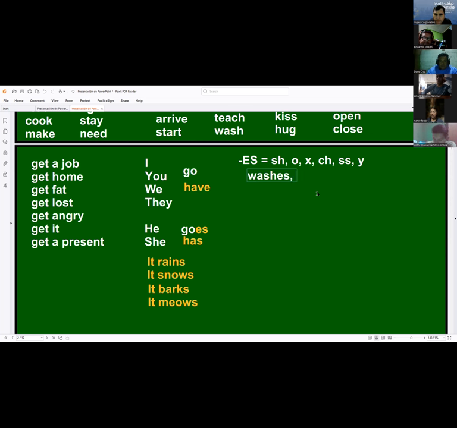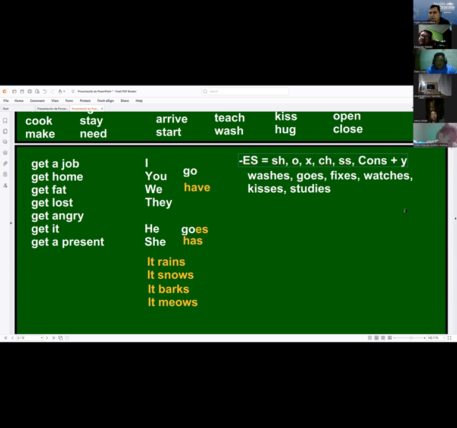If you have this, for example: washes, goes, fixes, watches, kisses, or studies. Studies, okay, so this is not any Y. You have consonant plus Y. La consonante y después Y. Okay, then the Y changes to I, and we have like this.